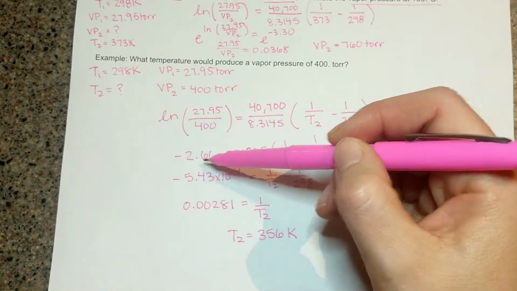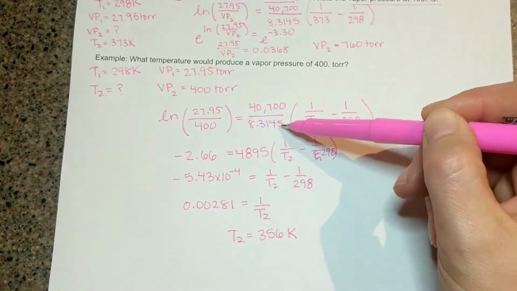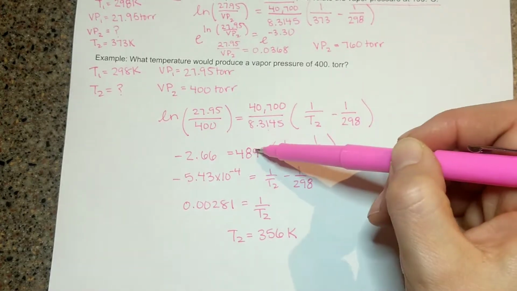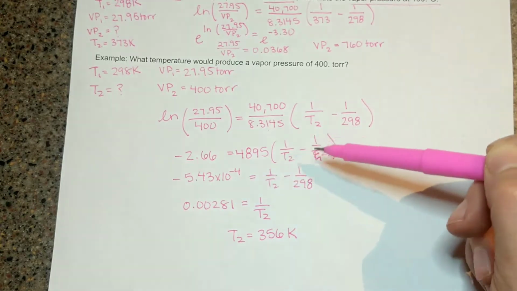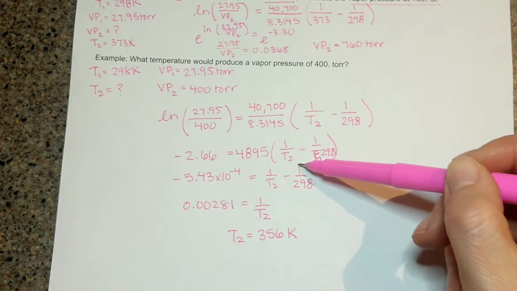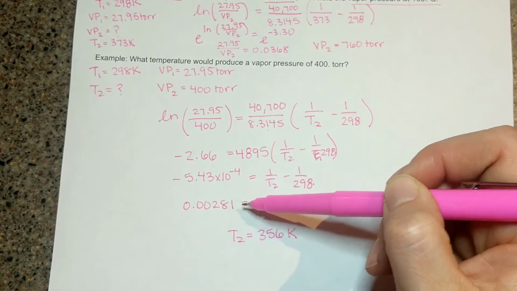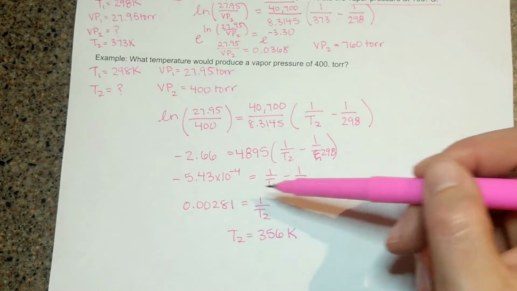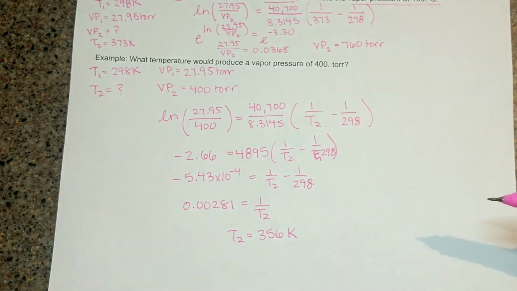When I did my natural log, I get negative 2.66, and then I divided this here to get this number, and I kept this the same. Then I divided both sides by this to get negative 5.43 times 10 to the negative 4, which is equal to 1 over T2 minus 1 over 298. I did this in my calculator and added it to my other side. So I get 0.00281 equals 1 over T2. Cross multiply and divide, so 1 divided by this value gives me a new temperature to get my 400 torr to be 356 Kelvin.